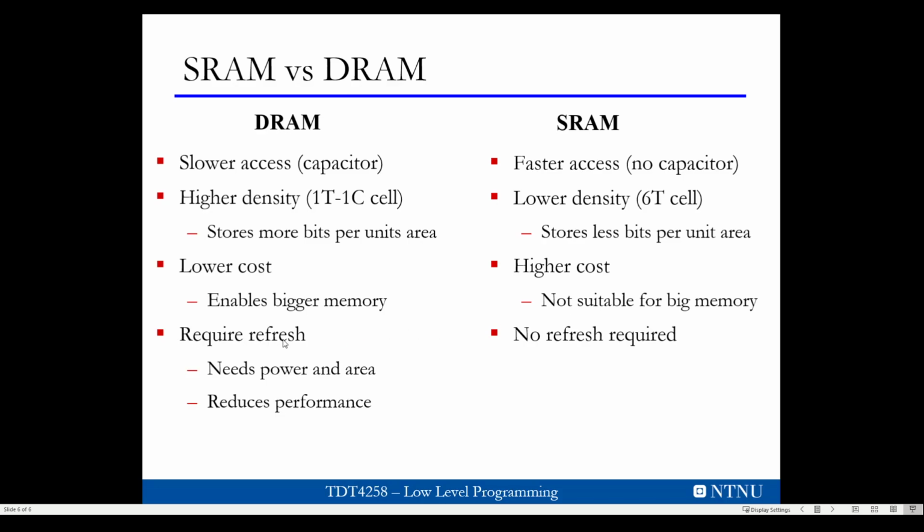Then DRAM requires a refresh because the capacitors are leaky, and this refresh needs power because we need to put charge into the capacitors to bring them back to a high value, and it also requires some area. Also, when we are refreshing a row in the DRAM, the processor cannot use it to read the data. As a result, it also reduces performance, whereas SRAM does not require any refresh.